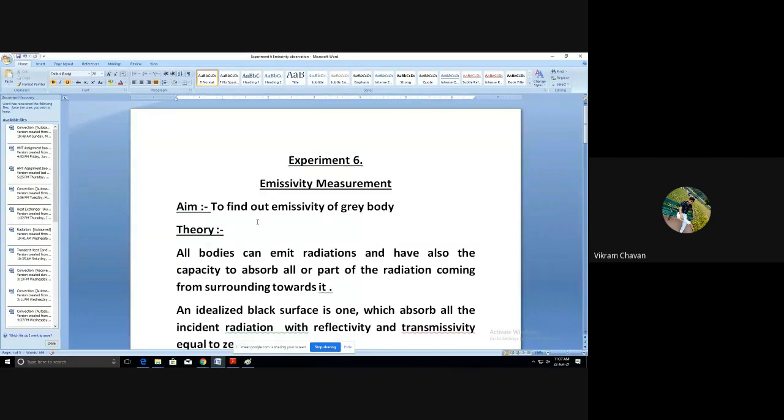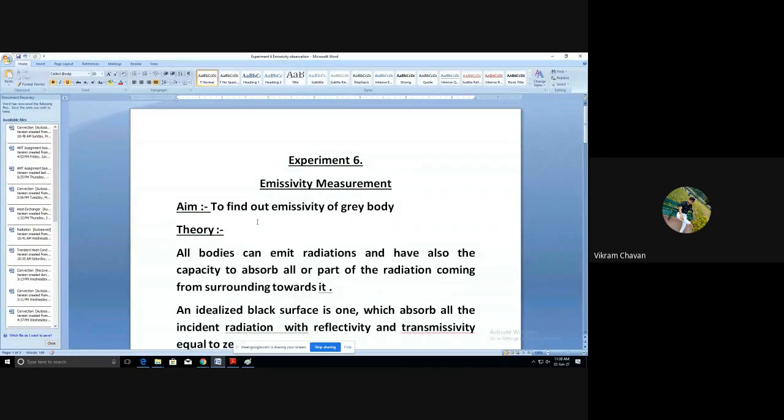Now the next body is the gray body. The gray body is the body which has uniform properties over the entire surface, like the transmissivity, absorptivity, and reflectivity. Whatever the properties are for that particular body, it has uniform properties over the entire surface area. Such a body will be called a gray body. Which properties? Absorptivity, reflectivity, and transmissivity. If these radiation related properties are uniform over the entire surface, then that body will be called a gray body.